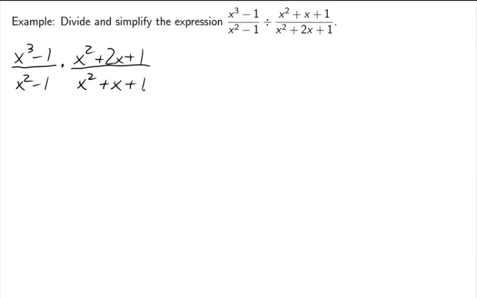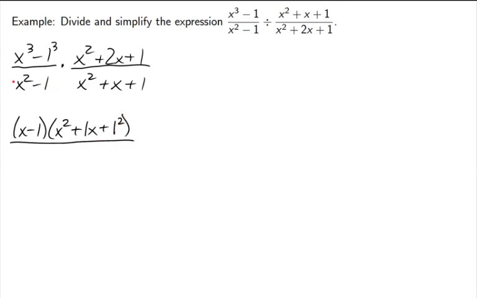Now let's start the factoring process. So x cubed minus 1, this is a difference of cubes. If you want, you can call this x cubed minus 1 cubed. And so make sure again that you have this formula if you need it, but the formula is a minus b times a squared plus a times b plus b squared.